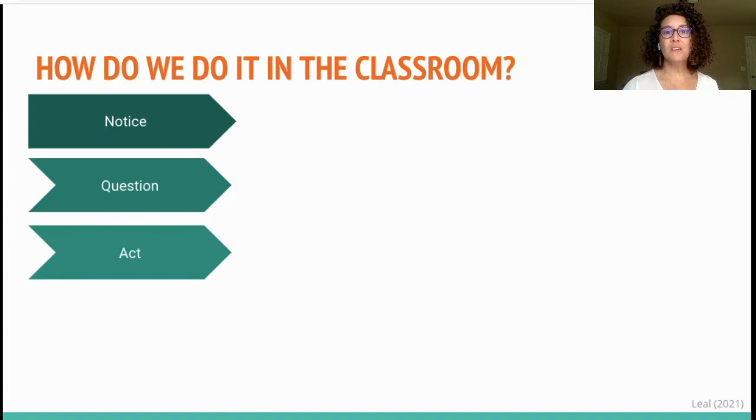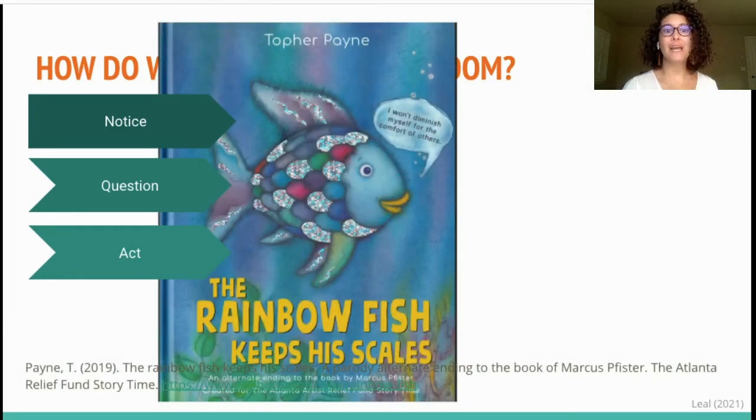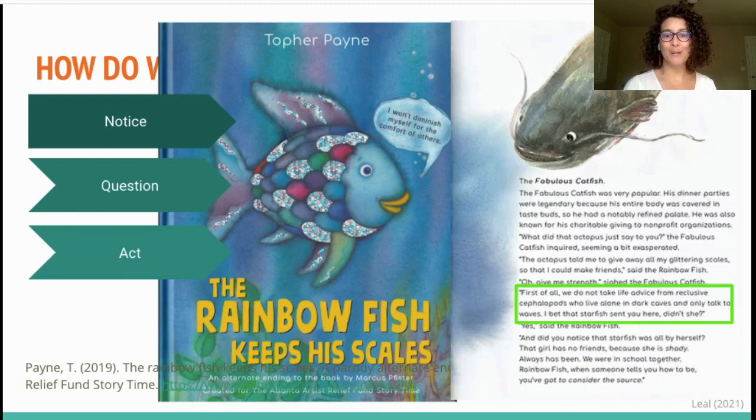So this story starts after the octopus's advice, right? Now the rainbow fish meets the catfish, who is super popular apparently because of its dinner parties. The catfish asks the rainbow fish what the advice was, and the catfish questions the source. The catfish says, "We do not take life advice from reclusive cephalopods who live alone in dark caves." And so this is, for me, a really great way of helping the students see, wait, who are you getting advice from? And do they have the credentials for that?